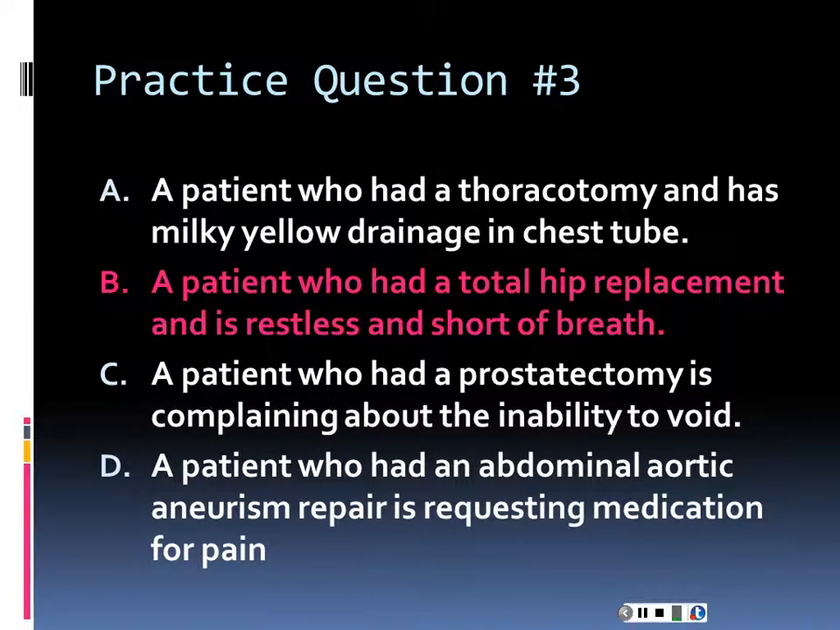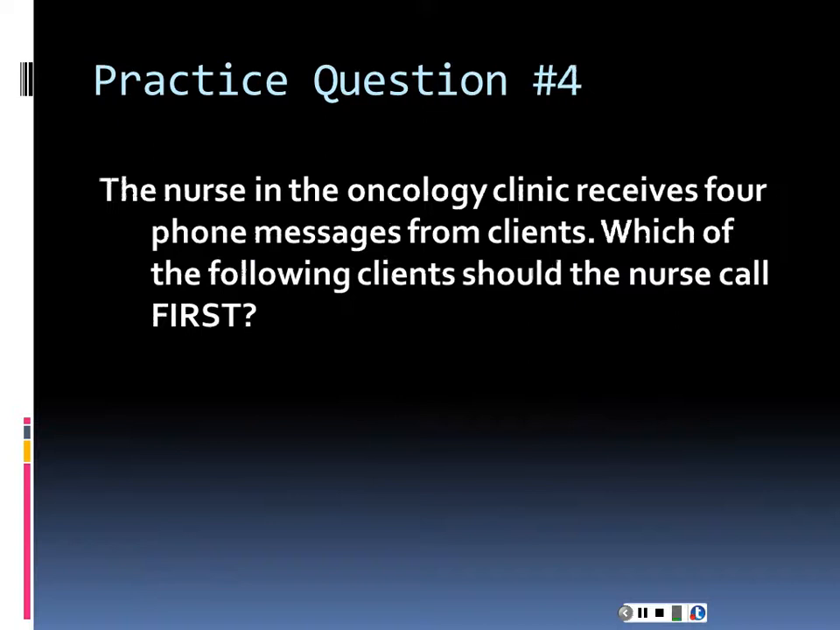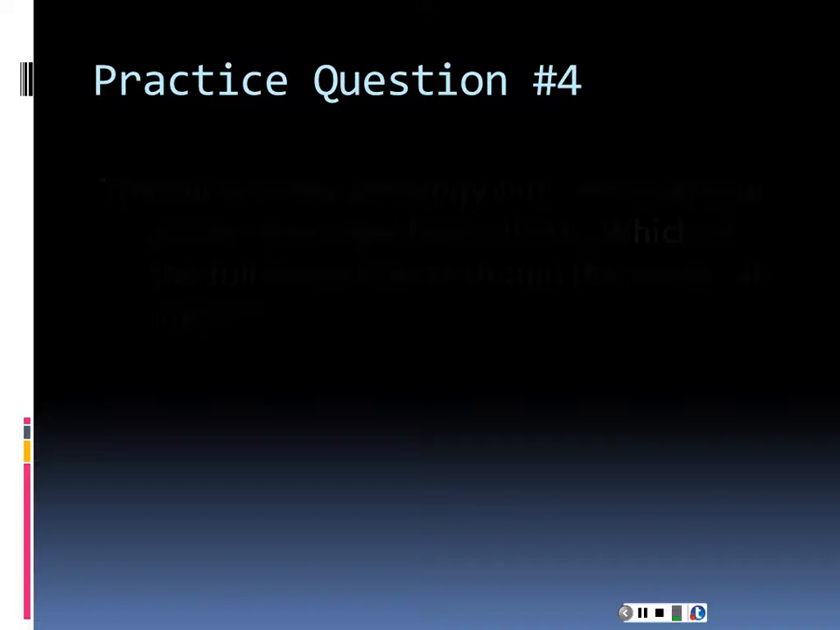Remember, with these questions, you're going to see all of the patients. You just need to decide who to see first based on their acuity. Oh, I do have one more here. The nurse in the oncology clinic receives 4 phone messages from clients. Which of the following clients should the nurse call first? So this time we're not looking at the patients. We've got to decide who to call back.